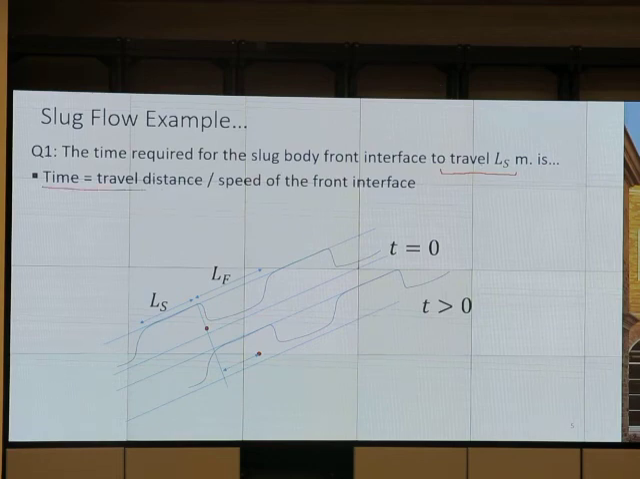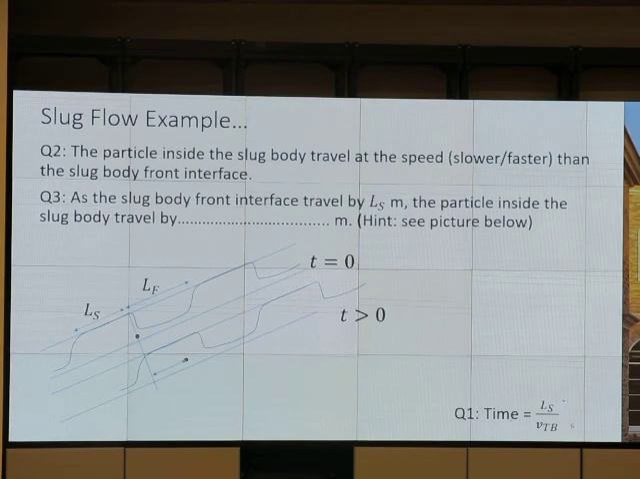I have a hint here. Travel time is travel distance over the speed of the front. The front moves at VTB, right? At the speed of VTB. The distance is LS, correct? So the time is LS over VTB. Just like that. The time required for the front to travel LS will be LS over VTB.